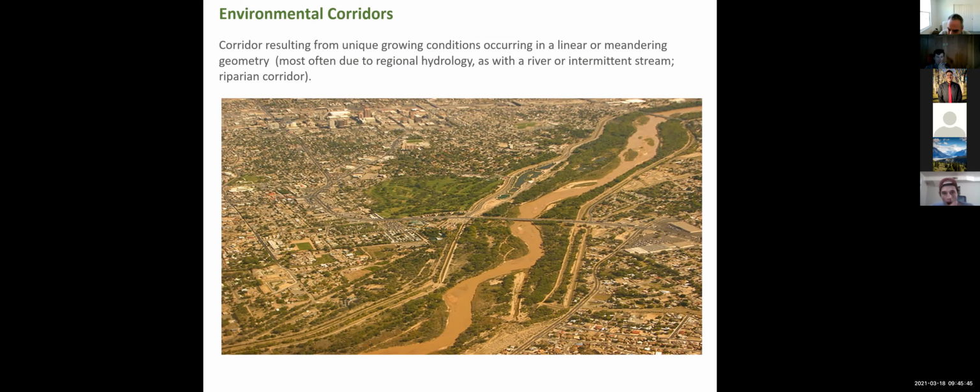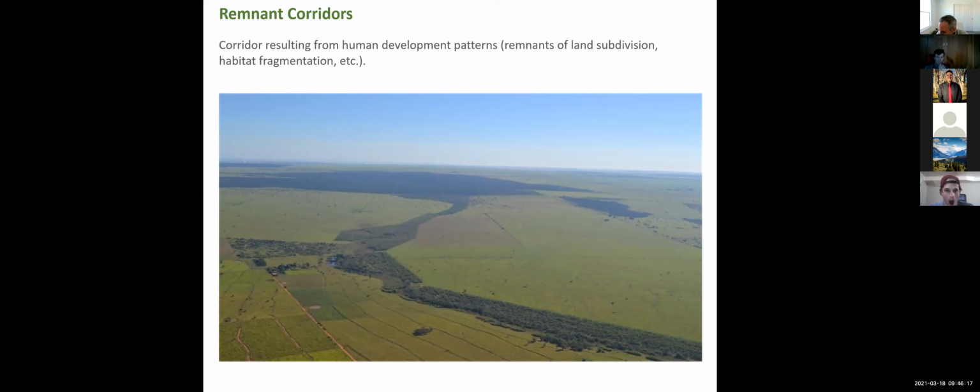So that's the first type, environmental corridor. Next, we have remnant corridors. These are the result of human development patterns that leave behind remnants of native habitat that once stood in that area. So essentially, as humans are chopping up the landscape into farms and housing subdivisions and other uses, the interstitial areas between those developments may remain as remnant corridors.